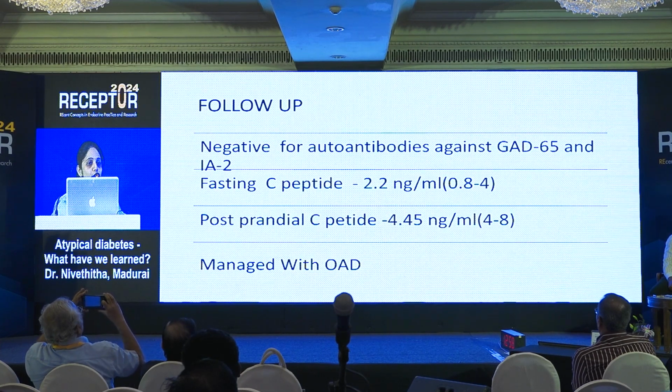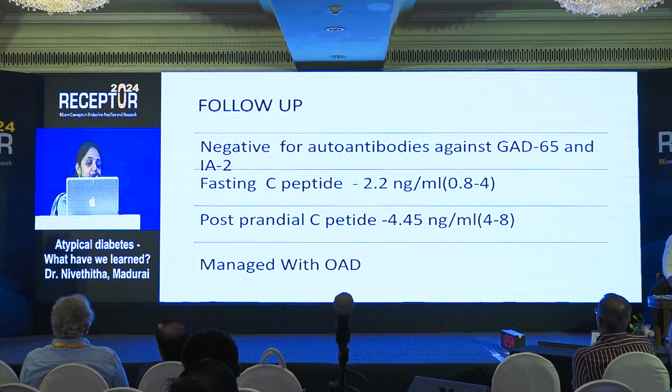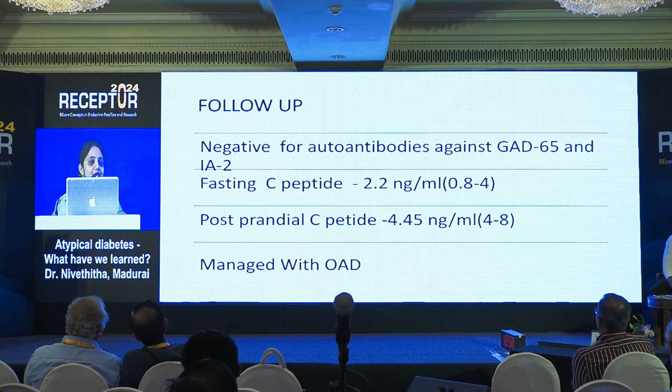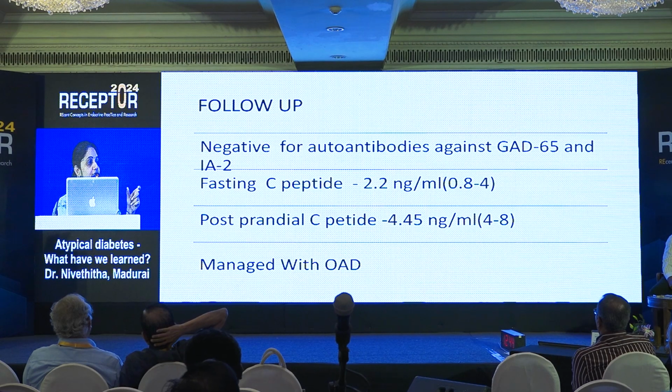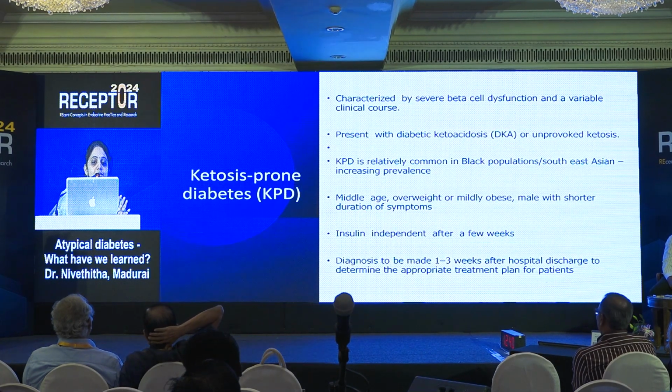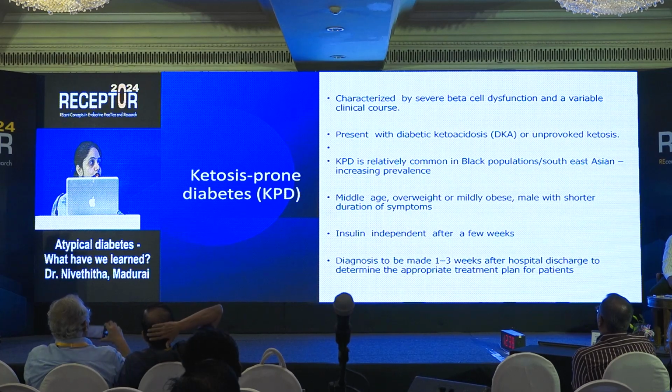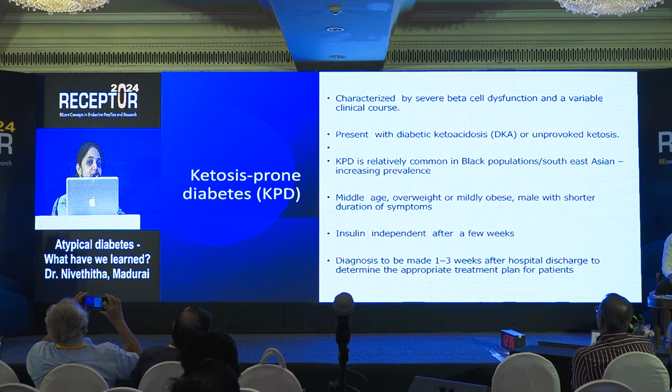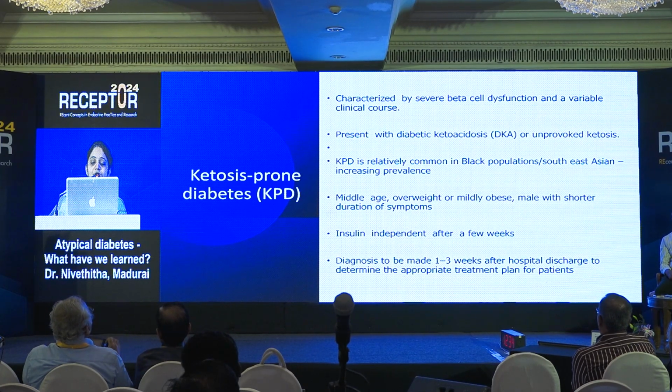But in the follow-up, when a patient is having DKA, we checked the antibodies, which were negative. Surprisingly, the C-peptide levels actually came up. Fasting and postprandial C-peptide was normal, which was suppressed previously. And he was requiring only OAD, completely off insulin. So now, this is what we call ketosis-prone diabetes, another name is Flatbush diabetes, where patients have severe beta cell dysfunction with a variable clinical course.